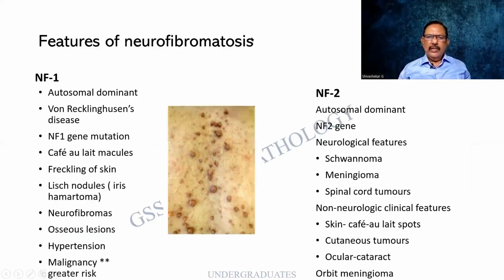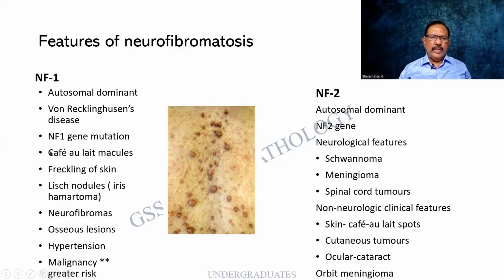So, there is also a condition called neurofibromatosis type 1 and type 2. This one you people can memorize. It will be helpful for multiple endocrine neoplasia also. Neurofibromatosis 1. Autosomal dominant, otherwise called von Recklinghausen's disease.